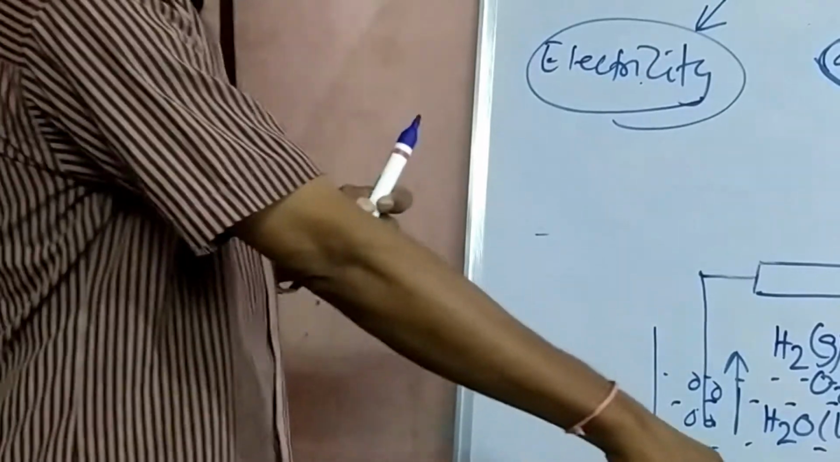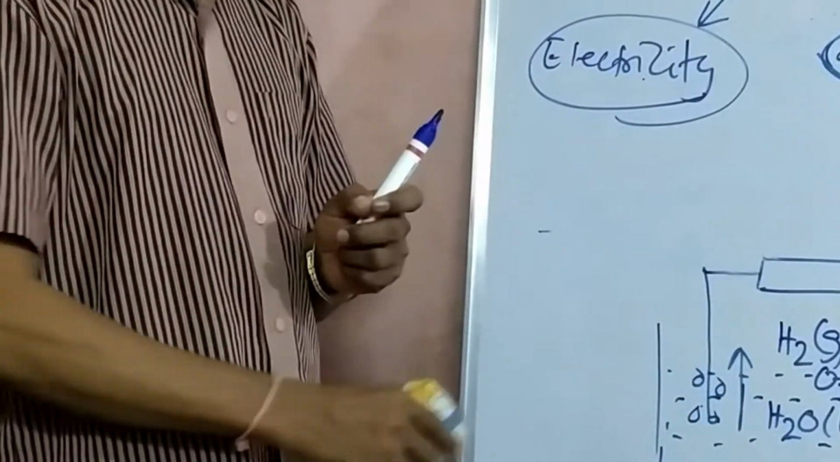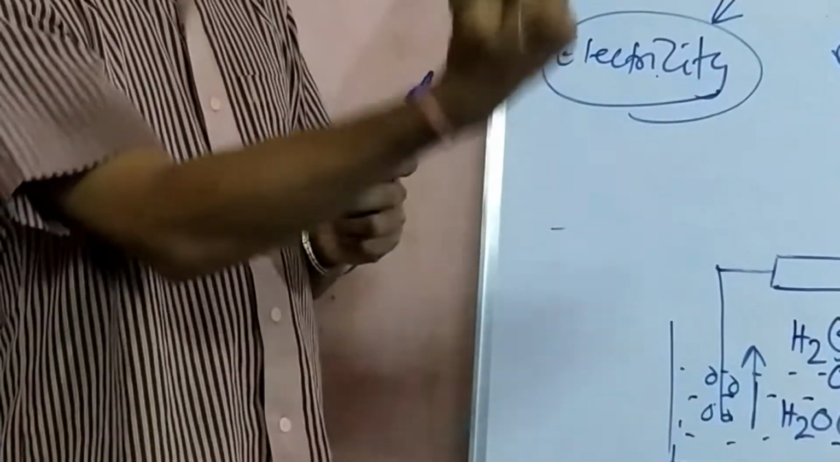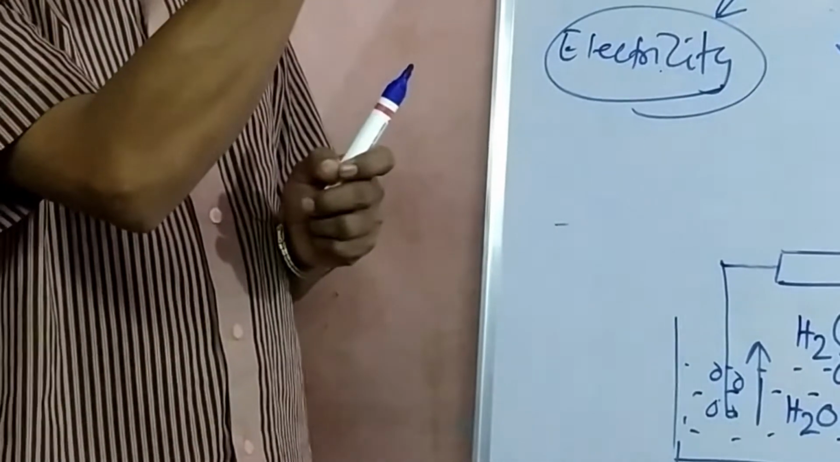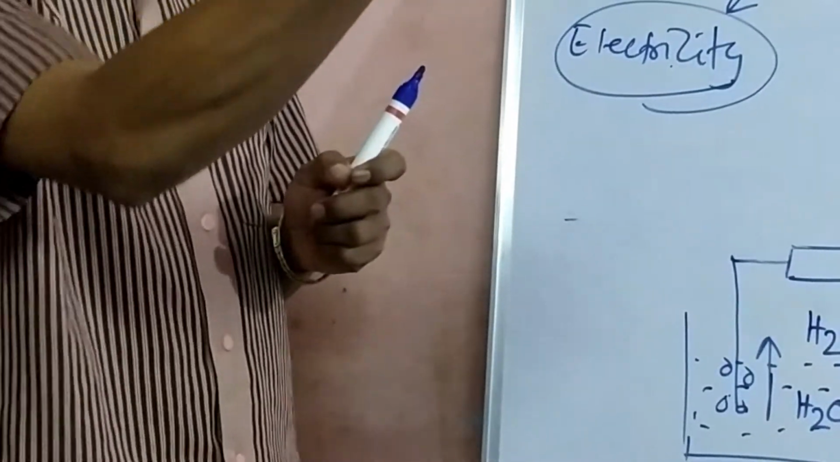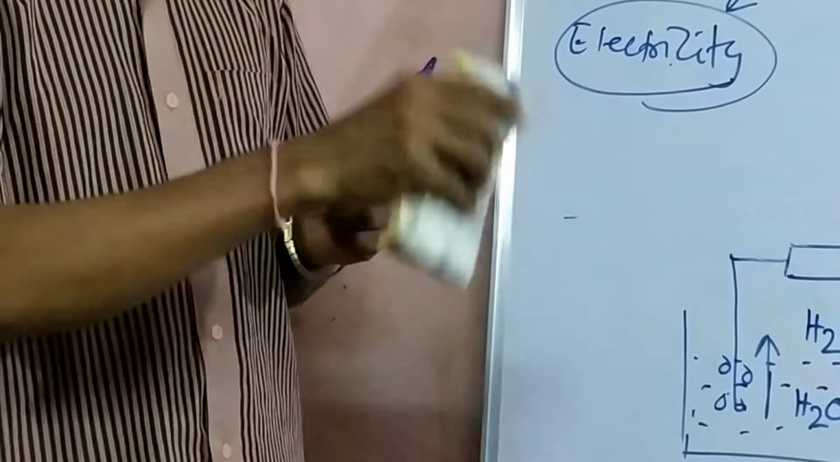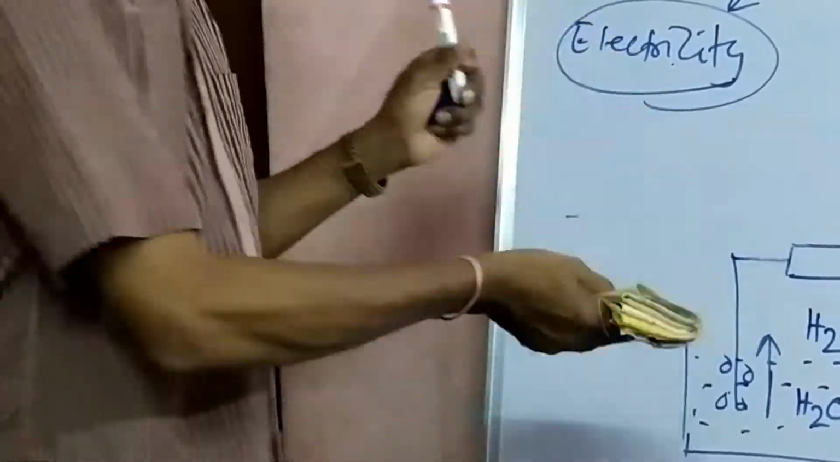Now let us see what these gases are, how they are produced, and we have some questions. At which electrode is which gas produced, and why is one gas two times the other gas? Let us try to understand that concept.